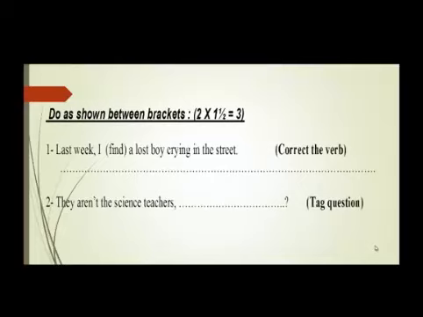Do as shown between the brackets. Number 1. Last week, I find a lost boy crying in the street. You need to correct the verb. The word last here refers to past simple. So you should put the verb in the past simple, which is V2.